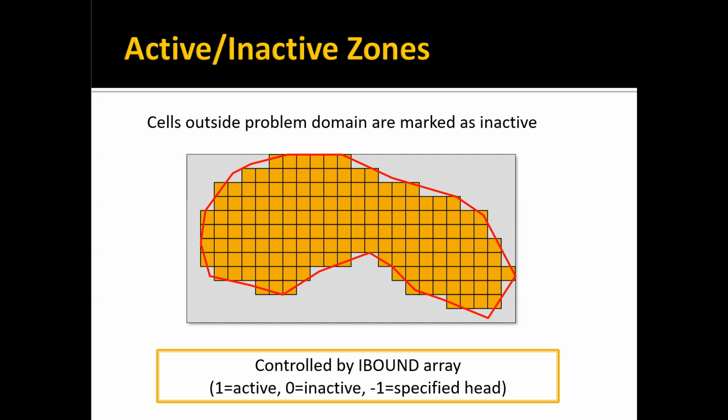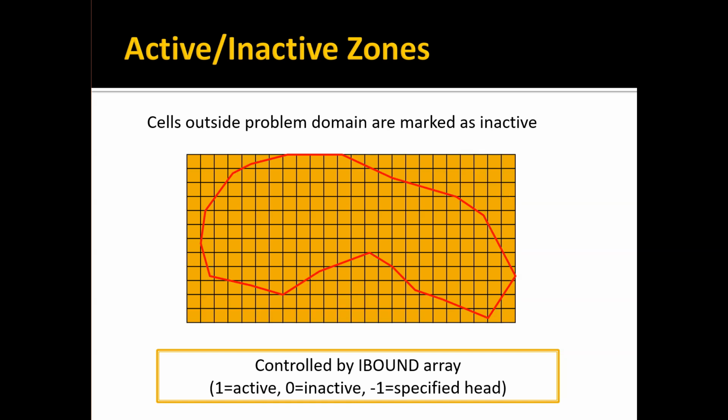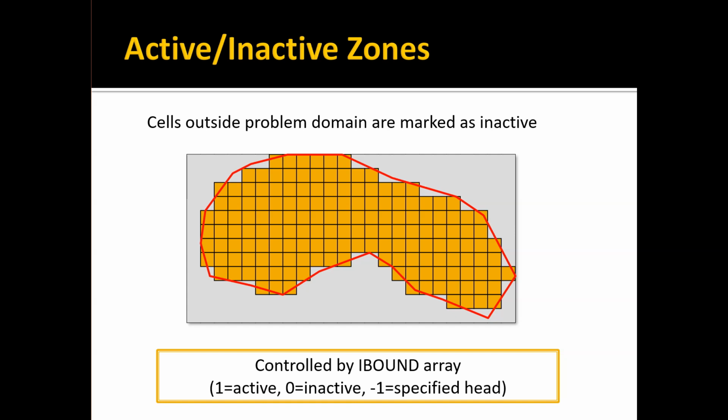And so 0 means an inactive cell, so all those in this outer part that we turn on and off would be marked with 0. The ones inside the polygon would be marked with a 1. And then a -1 is a special case for applying a specified head or a constant head boundary condition. If you mark a cell with a -1, it means it's active and it's also a fixed head cell, meaning that the head is fixed and it doesn't vary and it becomes a boundary condition.